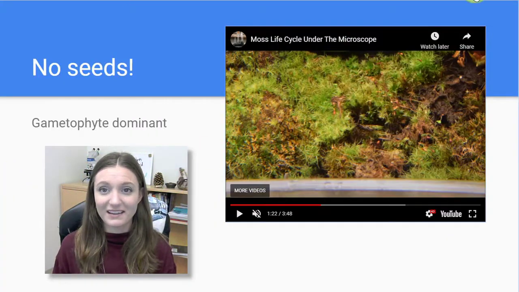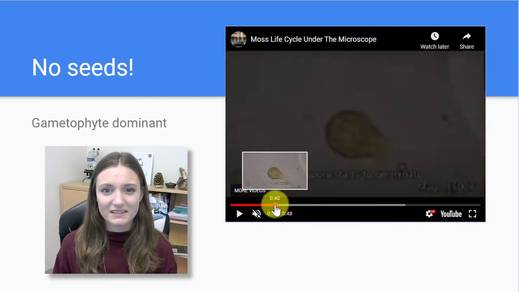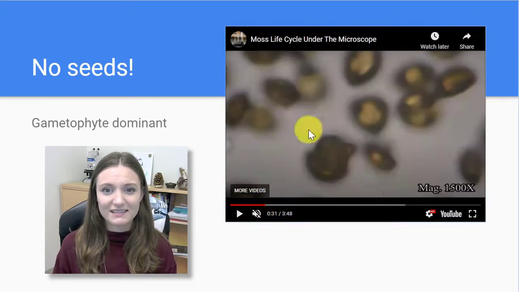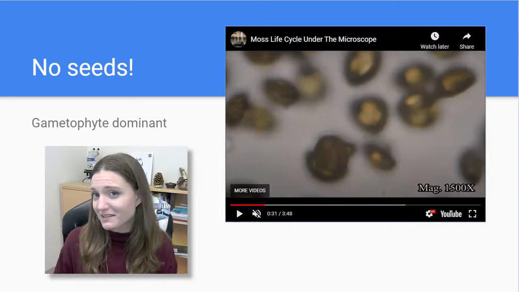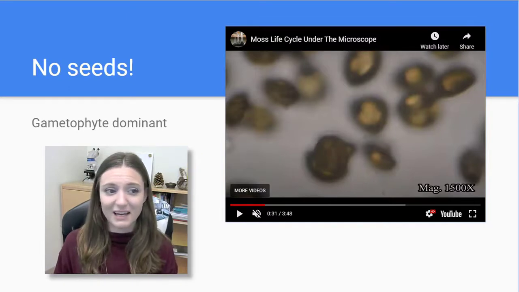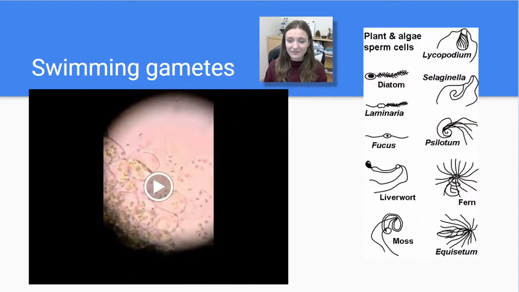And then the whole thing starts over again, right? So the spore germinates. Moss spores, single haploid cell, germinate into protonema. Protonema goes through mitosis until it creates the gametophyte stage, and then the gametes fuse. Okay, mosses. Remember, they're gametophyte dominant.